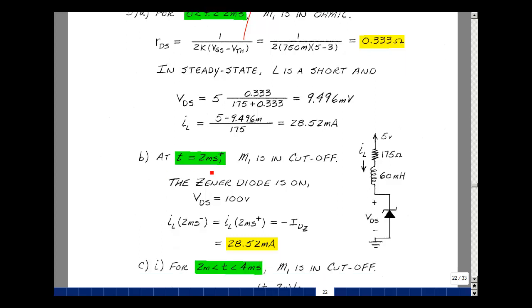Now at t equals 2 milliseconds, we switch from an input of 5 volts to 0. We cut off the transistor. It becomes an open circuit. But we had a current flowing in here just before that happened of 28.52 milliamps. And that current must still be there. And that current now has no place to go except into the Zener diode, and then invokes the Zener voltage of about 100 volts. We'll see 100 volts across there. In our simulation, we saw 100.503.